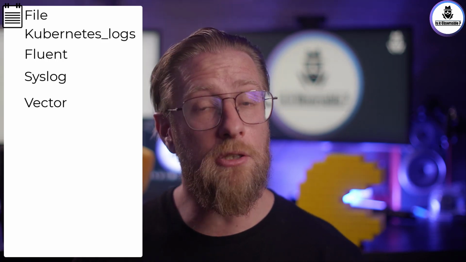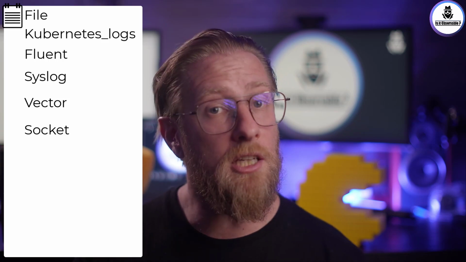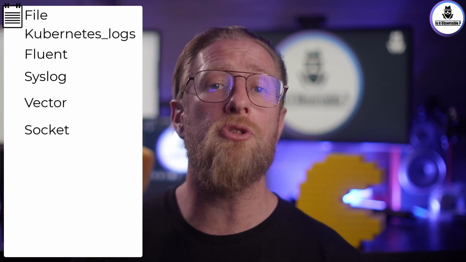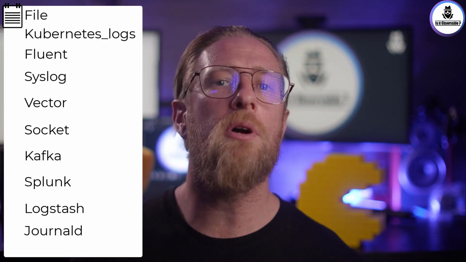Vector provides a full set of plugins for each step. Because of its nature, we should expect all the right plugins to receive metrics and logs from the most common sources. So for logs, we have file reading, a traditional file. We have Kubernetes logs designed to collect the logs available on our Kubernetes nodes. Fluent to receive logs from a Fluent agent. We have syslog. We have Vector. Vector has its own protocol to basically send data between Vector agents. We have sockets to receive logs either through TCP or UDP. We have Kafka, Splunk, Logstash, Journald, Heroku, and OpenTelemetry.